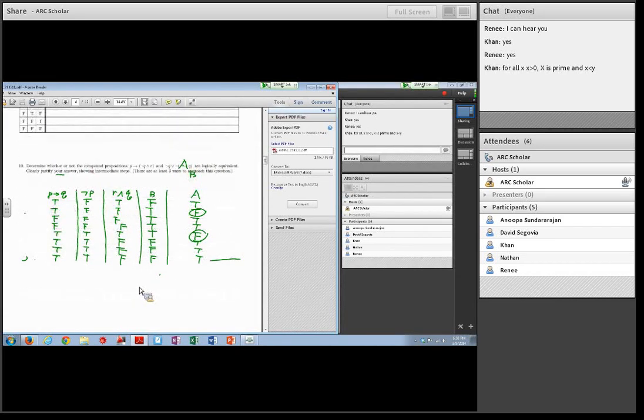Then we can move to the next one. Make the text larger, so it's easier to see. Sure.